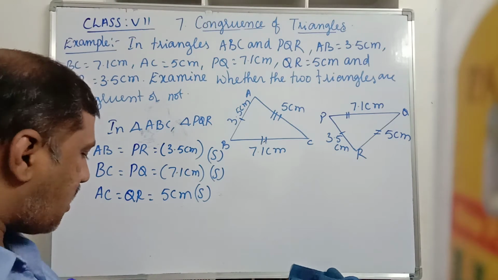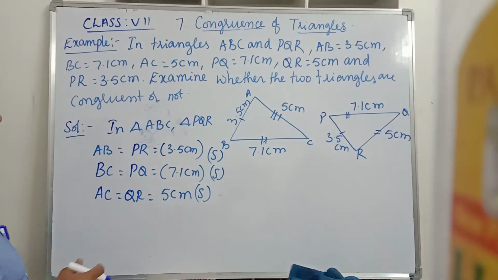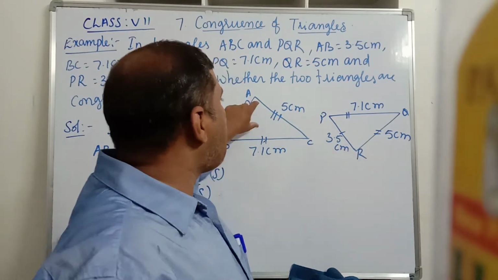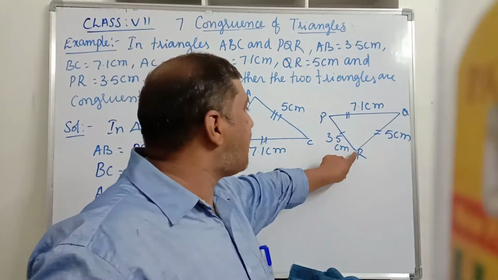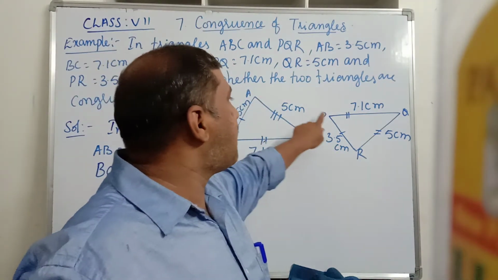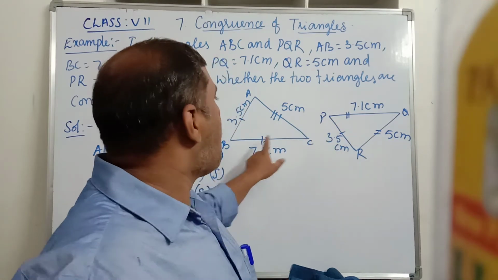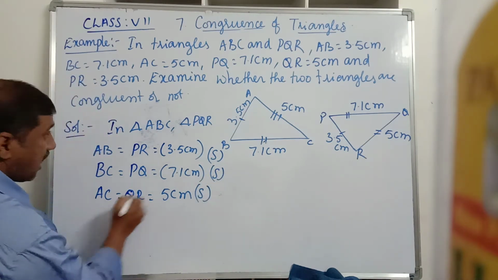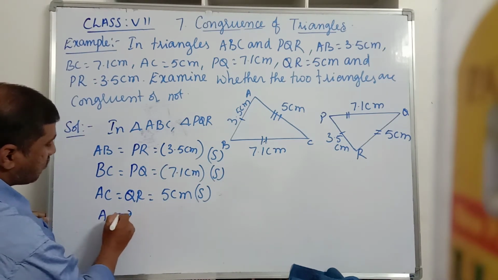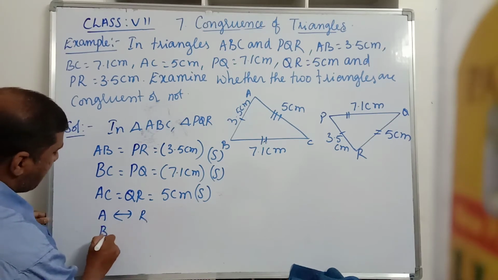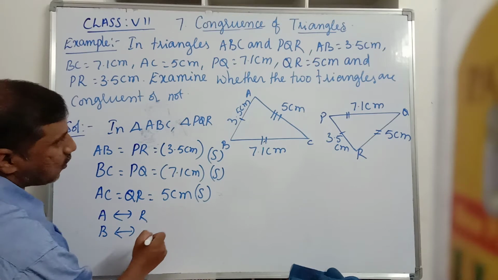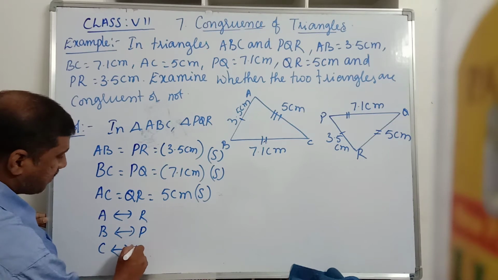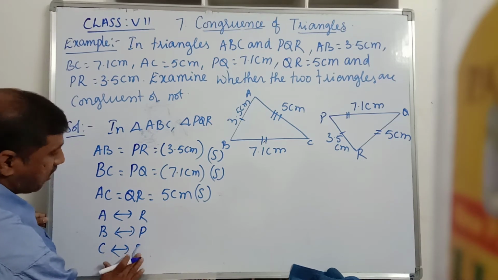Now which two triangles are the congruent triangles, we need to identify. So when we place triangle PQR on triangle ABC, we will find R will coincide with A, P will coincide with B, and Q will coincide with C. Therefore, A is in correspondence to R, B is in correspondence to P, and C is in correspondence to Q.